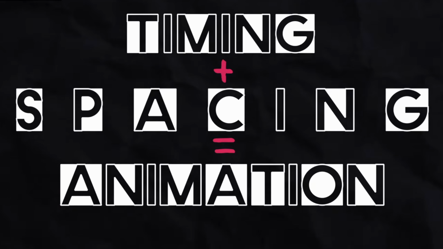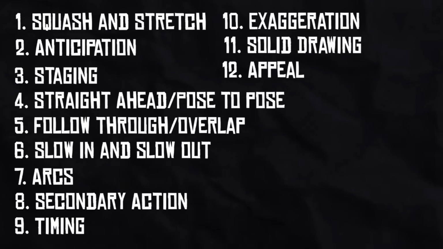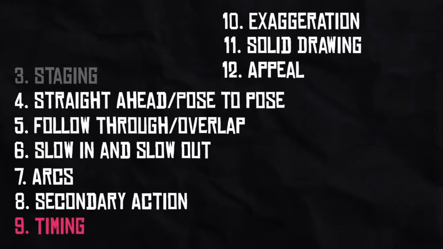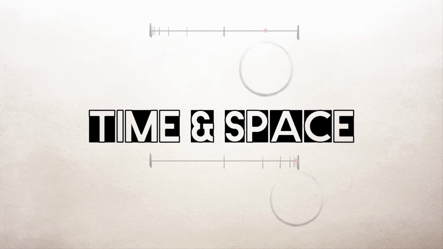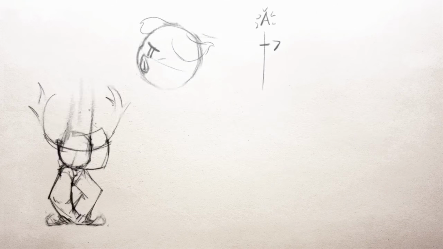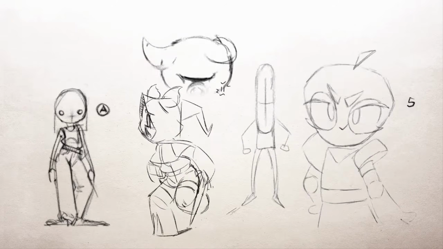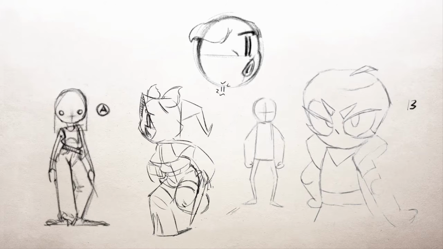Timing and spacing is the most important principle of animation. In fact, I'd say that out of all the 12 principles of animation, this is the only one that is truly fundamental to the art of telling stories with motion. Once I became fully aware of how to manipulate time and space in my animations, so many things that I thought were difficult to animate, I realized were actually very simple. So let's jump right in and break down the details of timing and spacing.